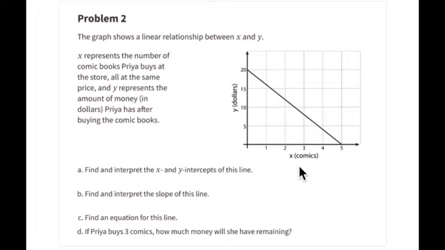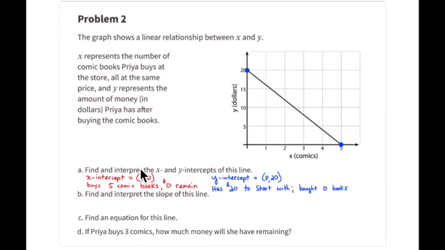This is problem number 2, and you're given a graph of a situation where Priya is going into a store and buying comic books. Priya has so much money that she can spend, and she can buy so many comic books. It says, find and interpret the x and y intercepts of this line. So where does this line cross the y-axis, and where does it cross the x-axis, and what do those two values mean? So the x-intercept is at 5, 0.